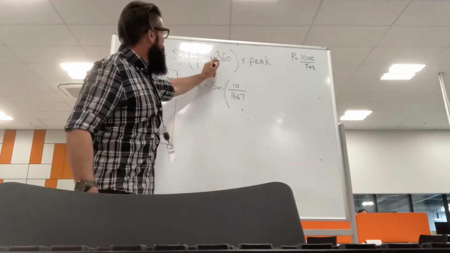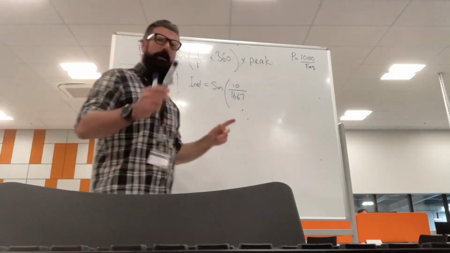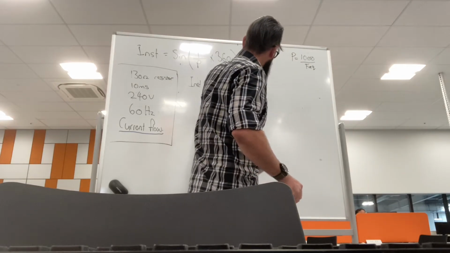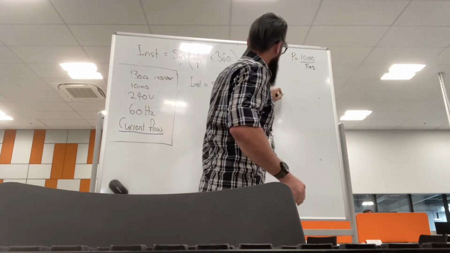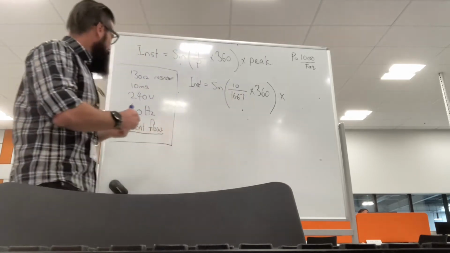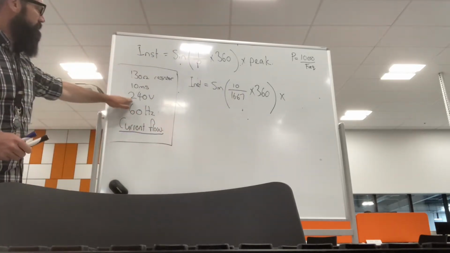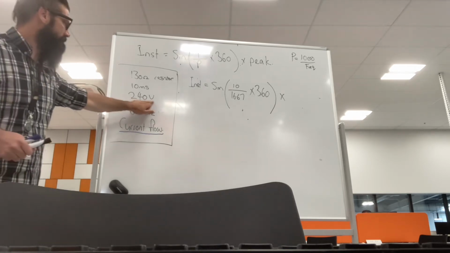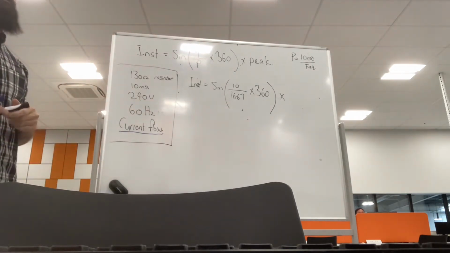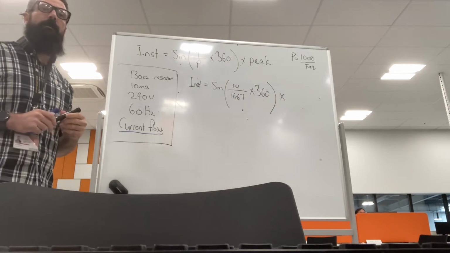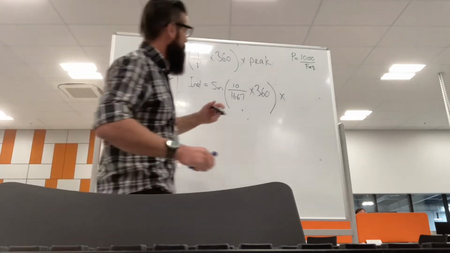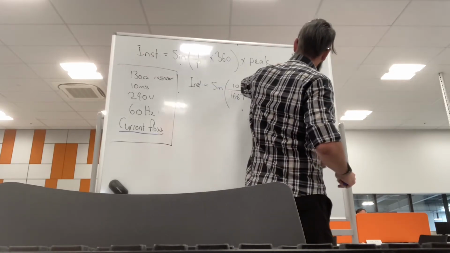So we've got that. Now we're going to multiply that by 360. Is that inside the brackets in that formula? It is, yeah. And then we're going to multiply that by the peak. Now our peak voltage is not going to be the 240 volts, because that's our RMS. So it's going to be 240 divided by 0.707. Was it 707? 717? 707. Let's not get confused.